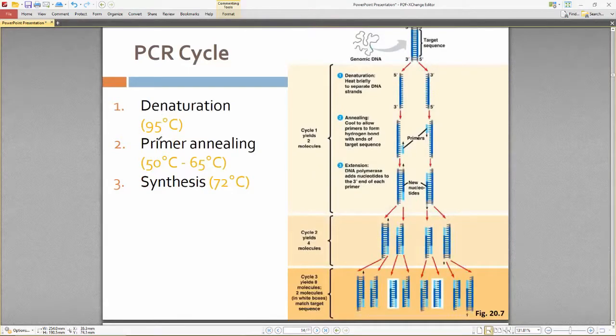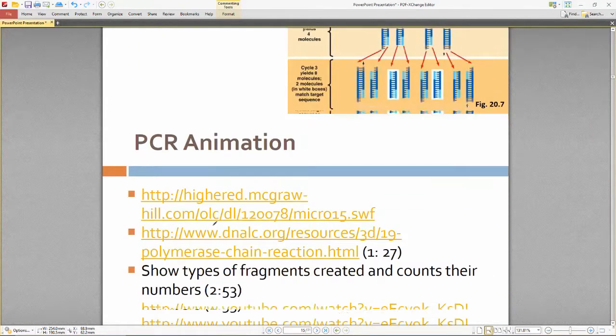So the PCR cycle: PCR is done in cycles. A single cycle of PCR involves step 1 denaturation, step 2 primer annealing, and step 3 synthesis. You're going to need to know these temperatures. The temperatures are essential to the steps themselves. Each source you look up for PCR might give you a different temperature, but for our purposes, you can just learn these numbers because generally they're correct.